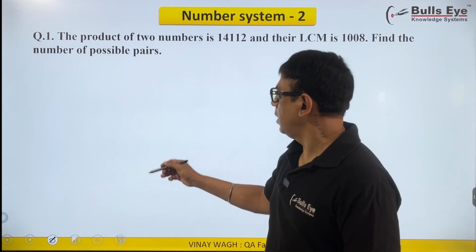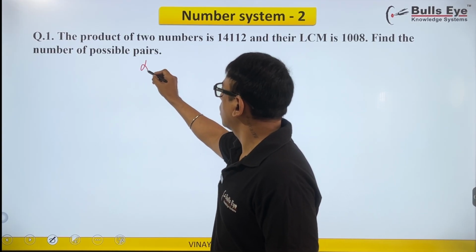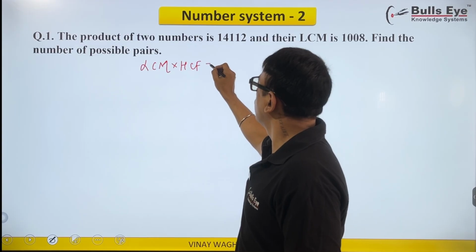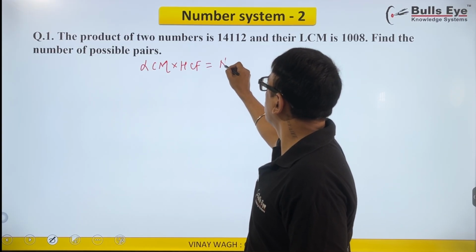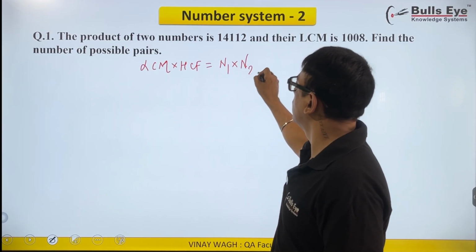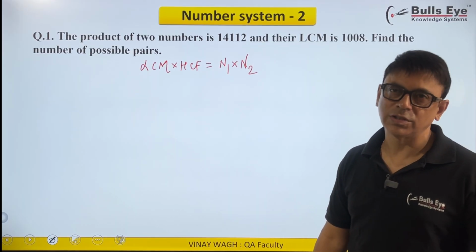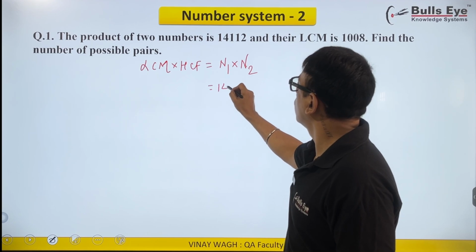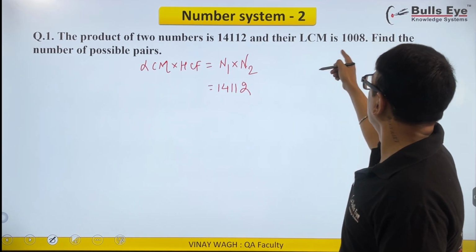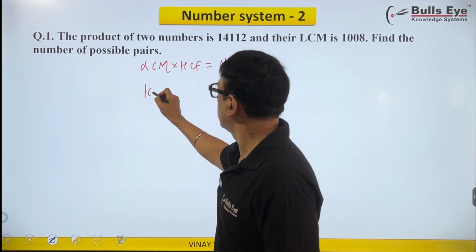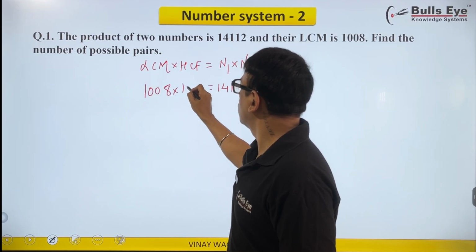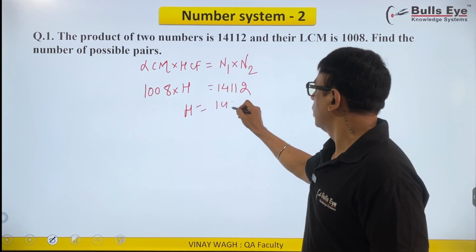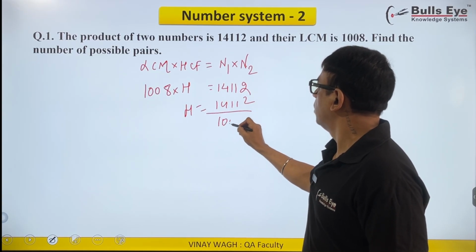So one identity you need to know is the product of LCM and HCF of two numbers is always equal to the product of the two numbers. Say this is number 1 and this is number 2, right? So this is the first identity. We know the product is 14112 and we know the LCM is 1008. So by this we can find out the HCF first. So what is the HCF? 14112 divided by 1008.